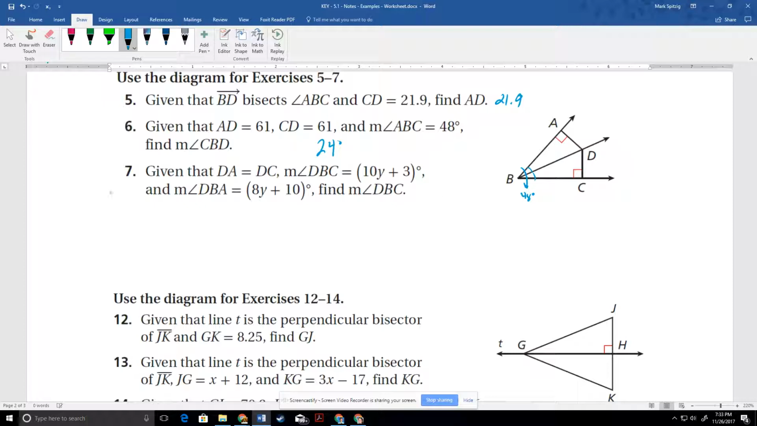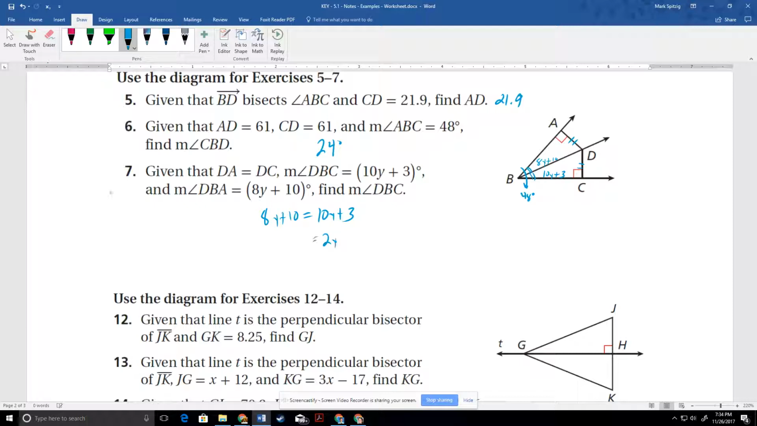It says given that DA equals DC, so these are congruent. And the measure of DBC is 10y plus 3, and DBA is 8y plus 10. Again, we know that this is an angle bisector because these distances are the same. So we can just set them equal to each other. So we have 8y plus 10 equals 10y plus 3. We know they're equal to each other, so that's a good equation.